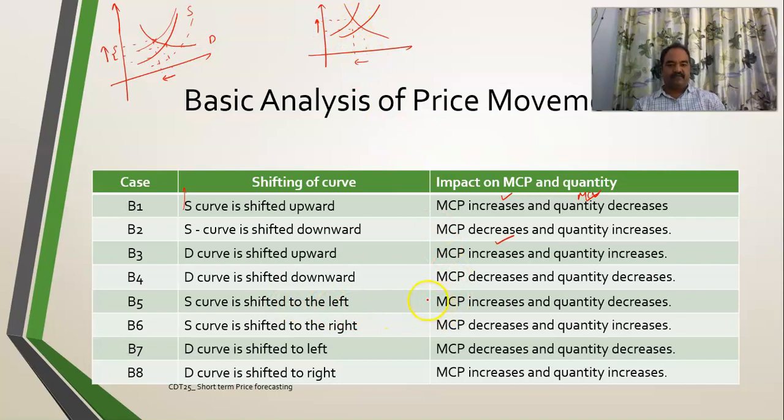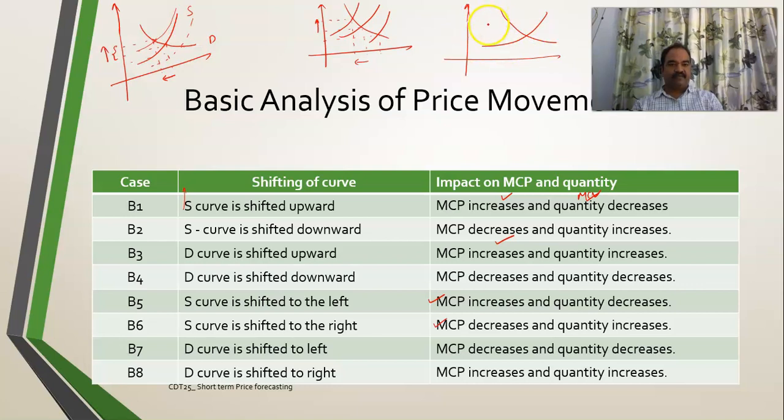So the S is shifted to left, and if it is shifted to right also, so this is the concept. MCP decreases and MCV increases. This is the movement of supply curve. Supply curve can move left, right, or upward or downward. Similarly, now we will see demand curve. This is supply, this is demand.